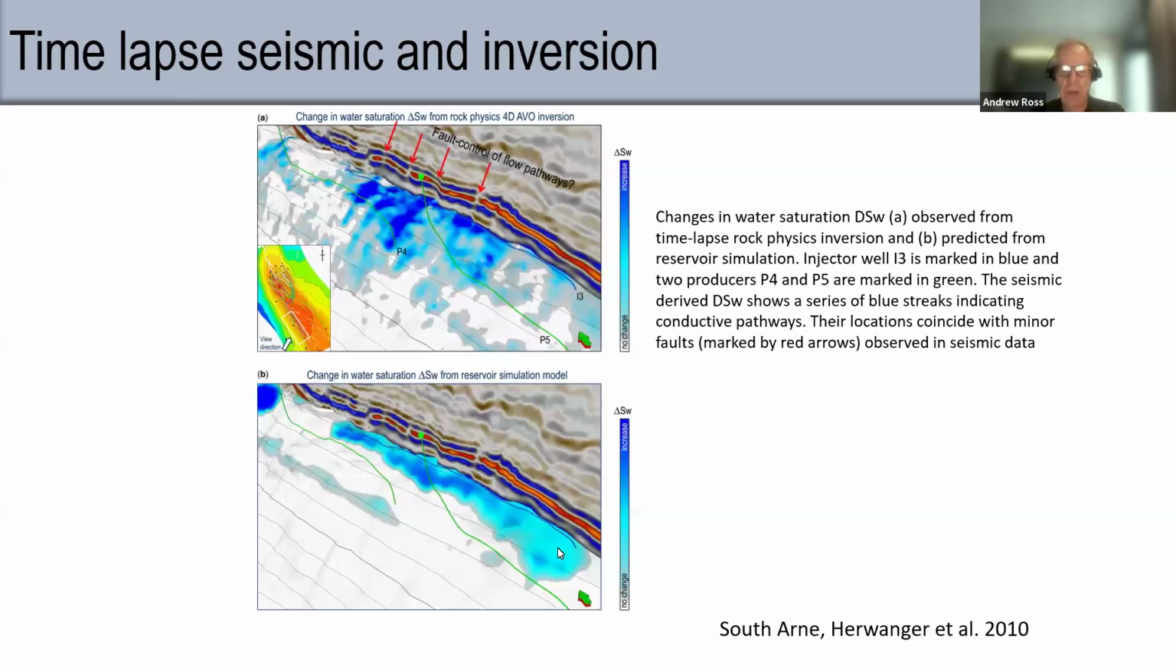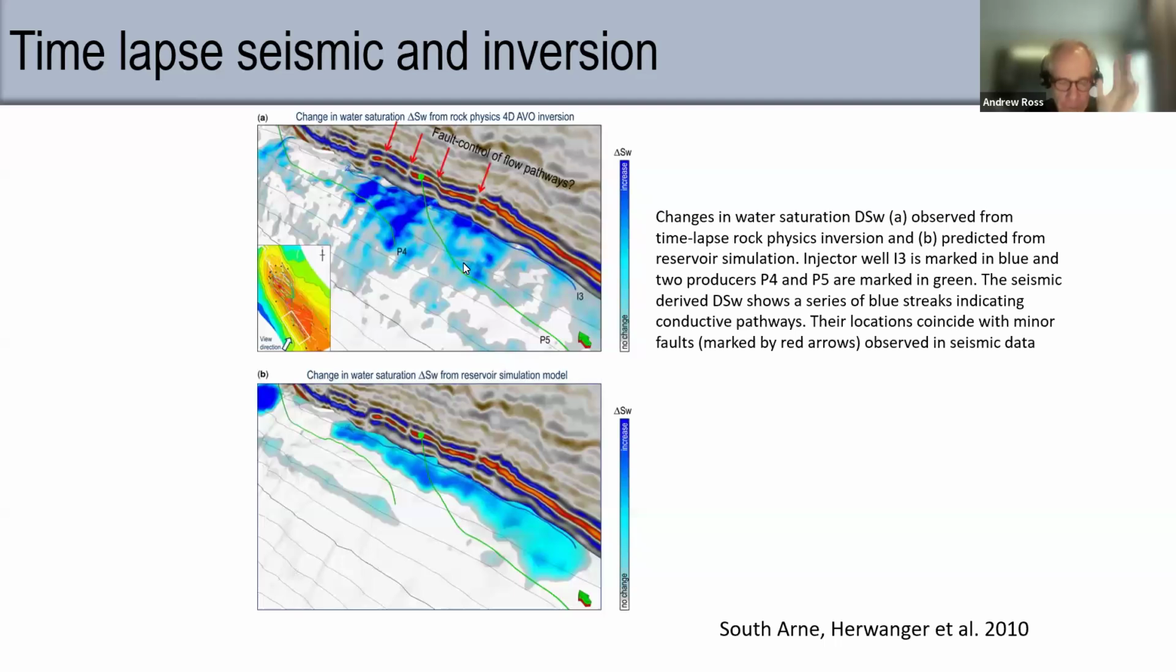Okay, so this is what the reservoir model predicted after I don't know how many years of production. So they're injecting water, and this is where the water has gone in the reservoir model. When they looked at the seismic data, the inversion data, you could see that basically the water was going along these fractures. Okay, and so basically the production wasn't matching.